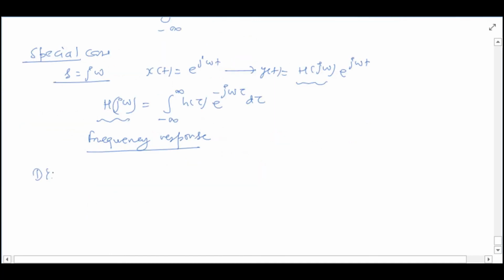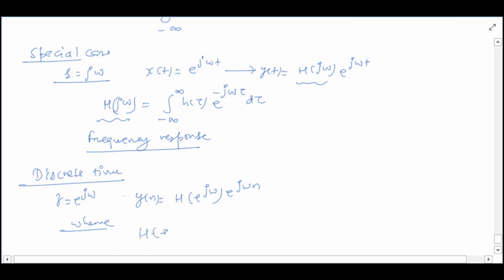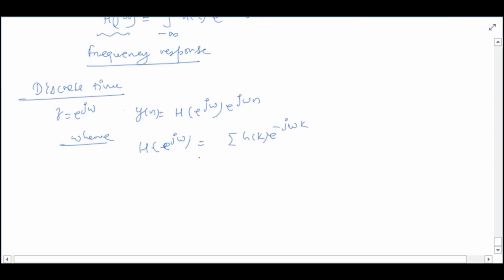Similarly, in discrete time, if we set z equal to e^(j omega), not having any real part, then again I can write y[n] equals H(e^(j omega)) e^(j omega n), where H(e^(j omega)) will be obtained using the formula sum of h[k] e^(-j omega k). This function is called the frequency response in discrete time systems.